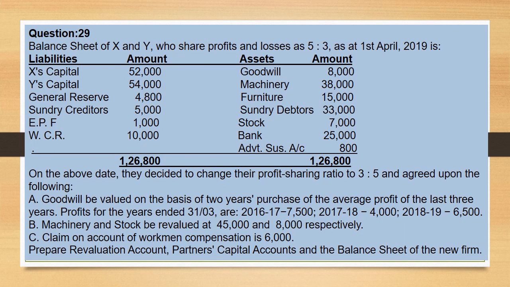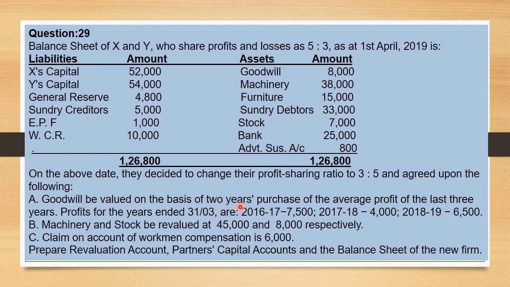Now in the given problem, the balance sheet of X and Y is given to us. They are sharing profits and losses in the ratio 5:3. From 1st April 2019, they decided to change their profit sharing ratio to 3:5. It means there is a change in profit sharing ratio, and that change comes into effect from 1st April 2019. And the adjustments given to us are, first, goodwill to be valued on the basis of 2 years purchase.